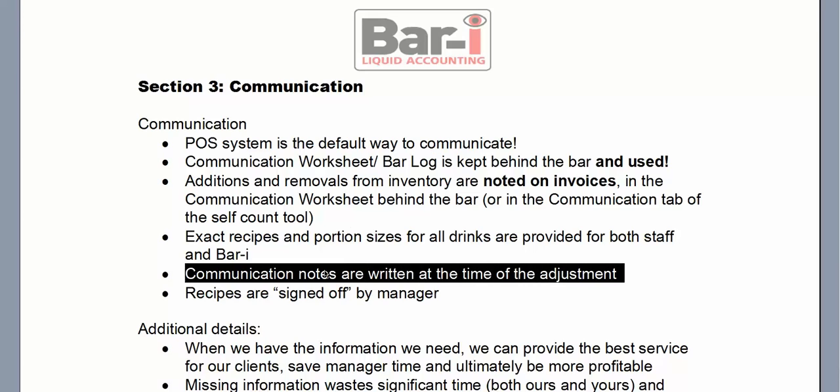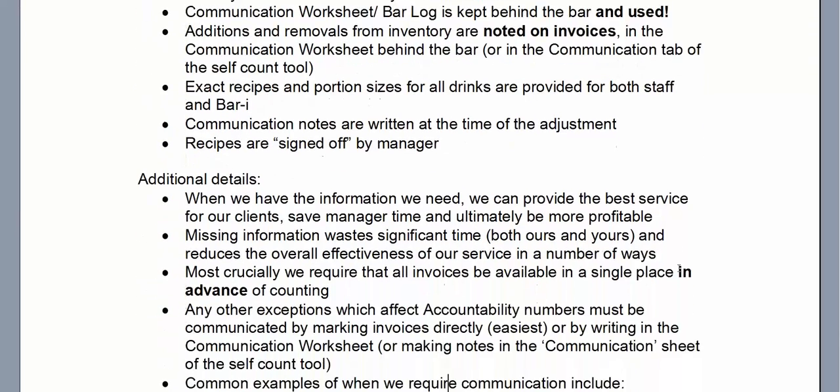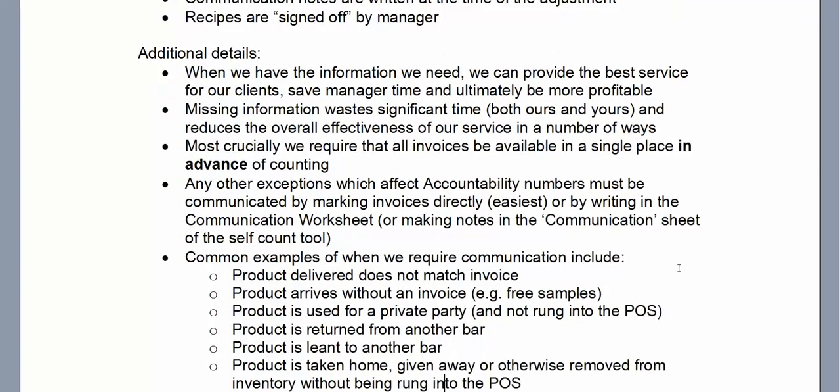Communication notes should be written at the time of the adjustment so you don't have to remember them. If you get verbaled 15 different things over a busy shift, you will never remember it, so encourage your staff to write them down, and that shares everybody in the responsibility of getting this right. And as we mentioned, if you're a new client or an incoming new manager, it's also important that you review the recipes we're using to calculate your numbers and sign off on them, A, to ensure they're correct, and B, so that you know they're correct, so that when your staff are asking you about this, you have confidence, and ultimately, being confident in the results will mean that they're more effective because we'll act on them more.